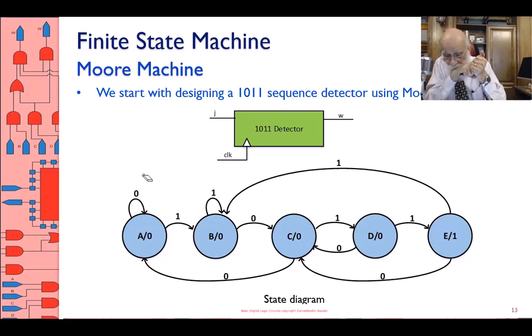Okay? So let's describe this state machine, okay, using a state diagram. And then go for designing it.